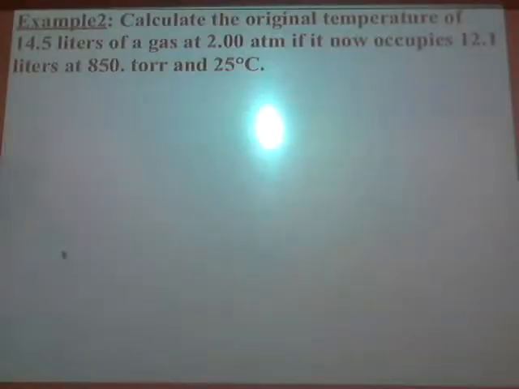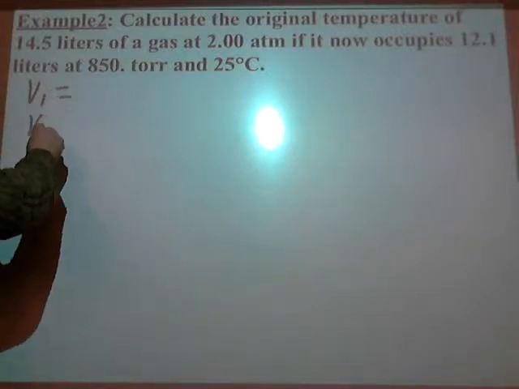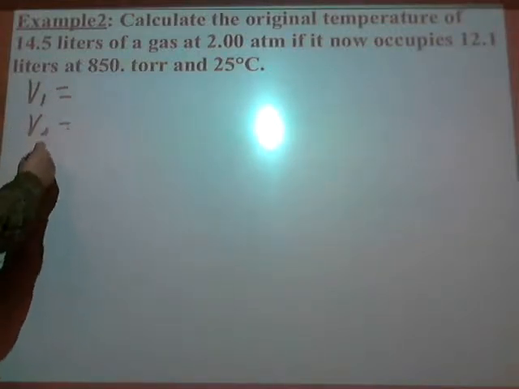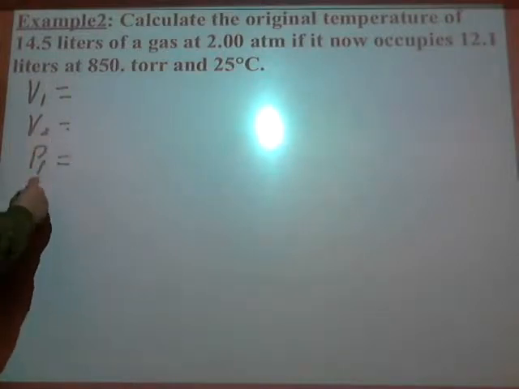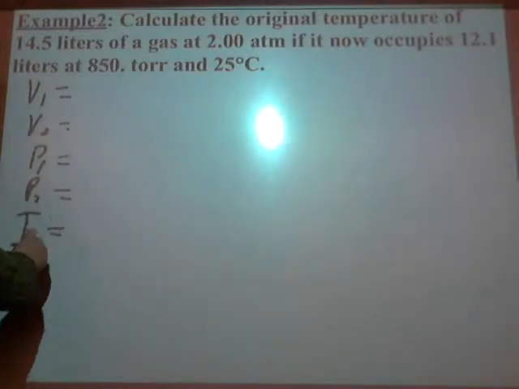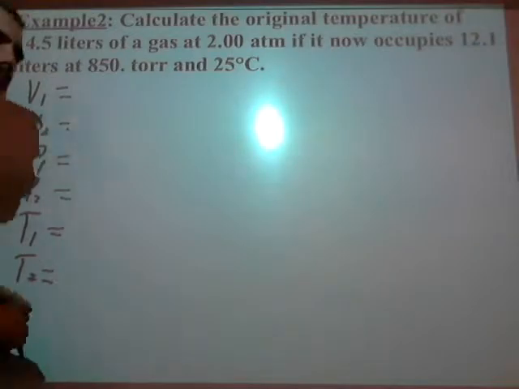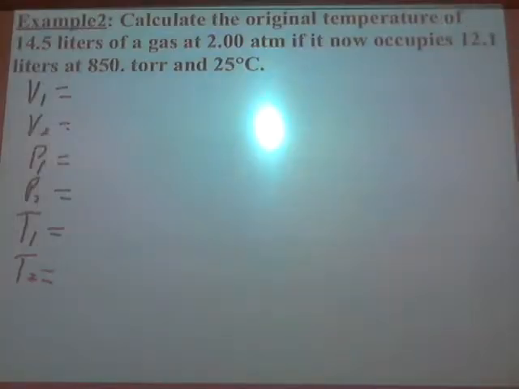First things first, let's write all these down and see if you pick out the right things. P1, P2, V1, V2, T1, T2. See if you pick all of them out right. And I'll do them on the board.